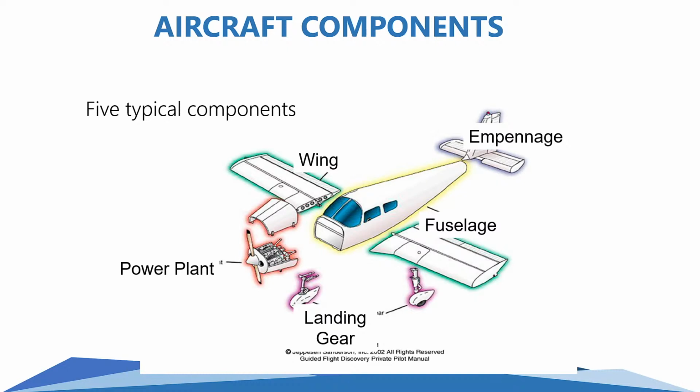The center section is called the fuselage. This is where basically we live, the pilots, the passengers, the cargo, anything else that you're storing in the aircraft will go within this location. And then attached to that, you have the wings in green.